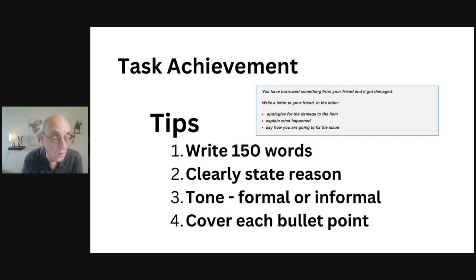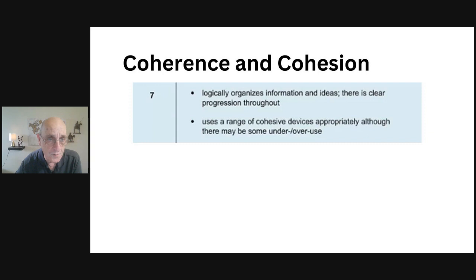You have to decide on the tone, and obviously if you're writing to a friend, it's going to be an informal tone. So make sure that your letter does not include formal vocabulary and writing style. You want to stick with writing the way that you would just talk to your friend on an everyday basis. And you want to make sure that you cover each bullet point. You want to apologize for the damage. You want to explain how it was damaged. And you want to say what you're going to do to fix the issue.